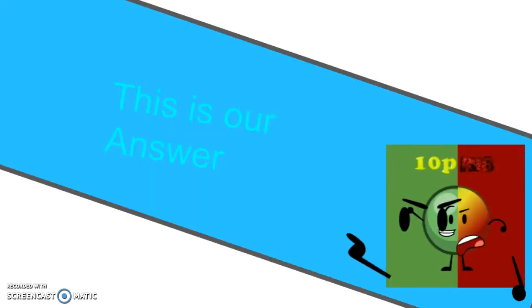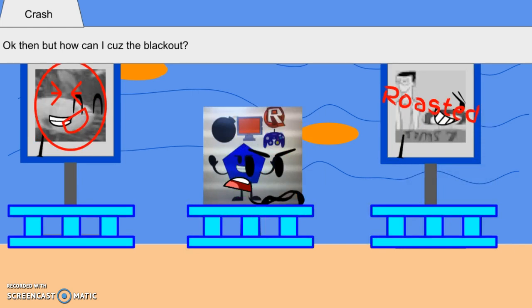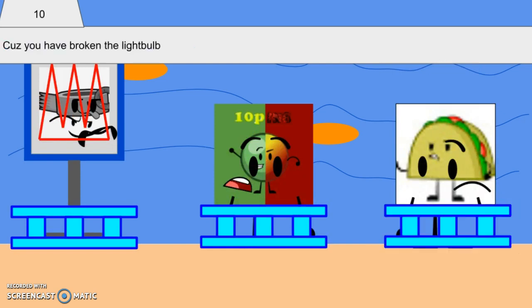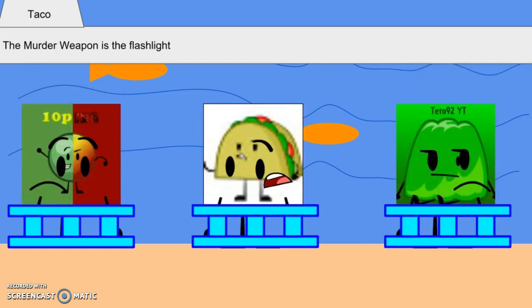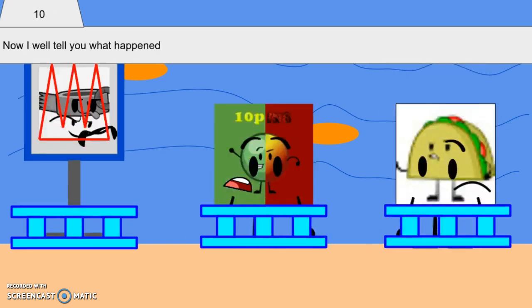This is our answer! There we have it! Okay then, but how can I cause the blackout? Because you broke the light bulb! Okay, but is the murder weapon the bat or the flashlight? The murder weapon was the flashlight. But it can't be.